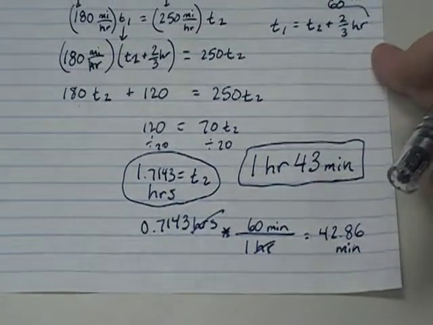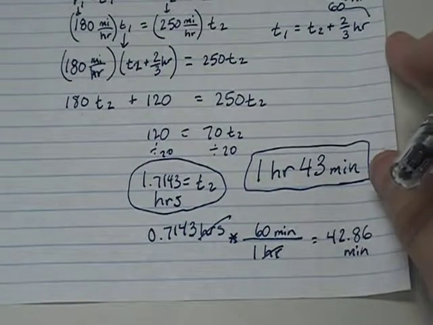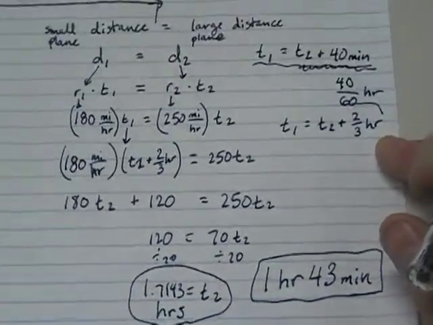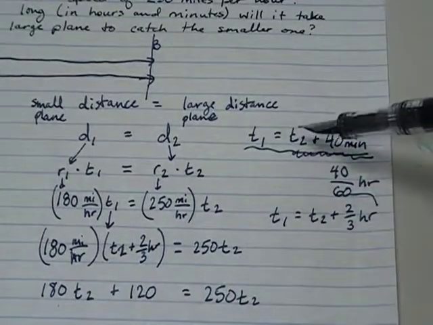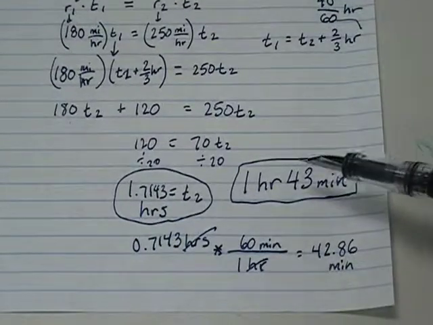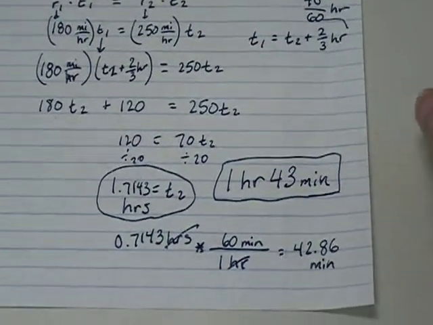In this particular problem, what if someone asked you how many hours and minutes the small plane is in the air? Well, the time for the small plane was T2 plus 40. So you could take this number and add 40 minutes to it, and that would be the time the small plane is in the air.